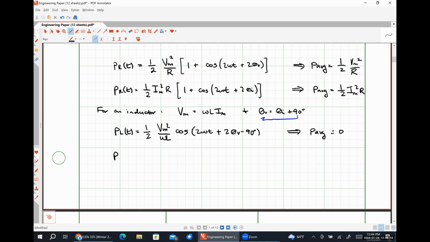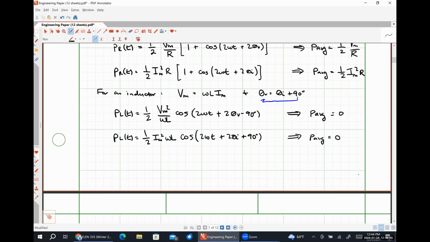In terms of current, we're going to be doing a similar thing here. So instead of Vm squared over omega L, now we're going to have Im squared times omega L. Cosine of negative 90 degrees, or excuse me, cosine of positive 90 degrees is still 0, so the DC term still goes away. We're going to have cosine twice omega t plus twice theta I plus 90 degrees. Right? So those are our inductor relationships where everything is expressed only in terms of the voltage drop across the inductor or only in terms of the current flowing through the inductor.